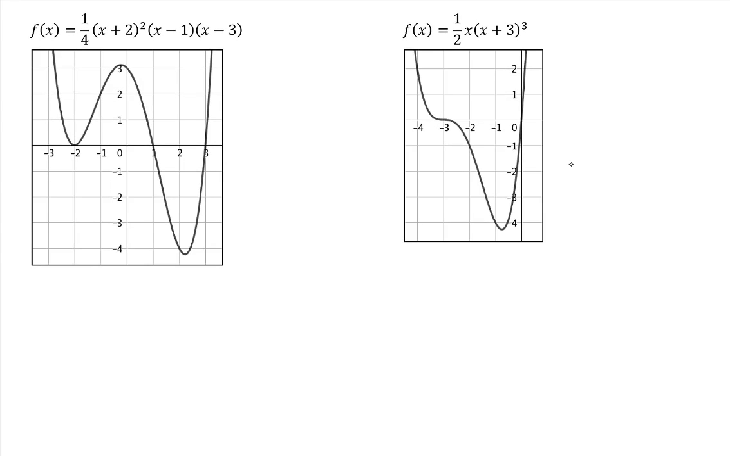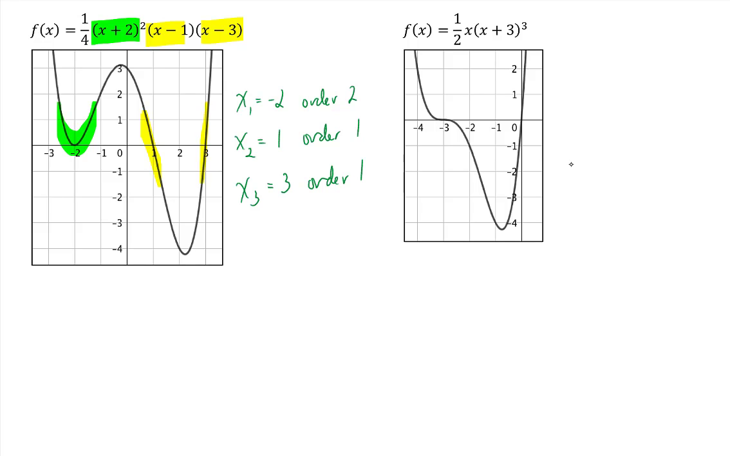Next one is a quartic function. We have an order 2 and 2 order 1 factors. Let's start with the order of 2. That's going to happen at negative 2, and notice at negative 2 we have a parabola touching the x-axis. And for 1 and 3, they look like lines going through the x-axis. So again, our zeros here are x1 equals negative 2. That's the one of order 2, and it looks like a parabola. We have x2, which is of order 1, and we have x3, which again is of order 1. And that helps you determine the shape at the zeros.